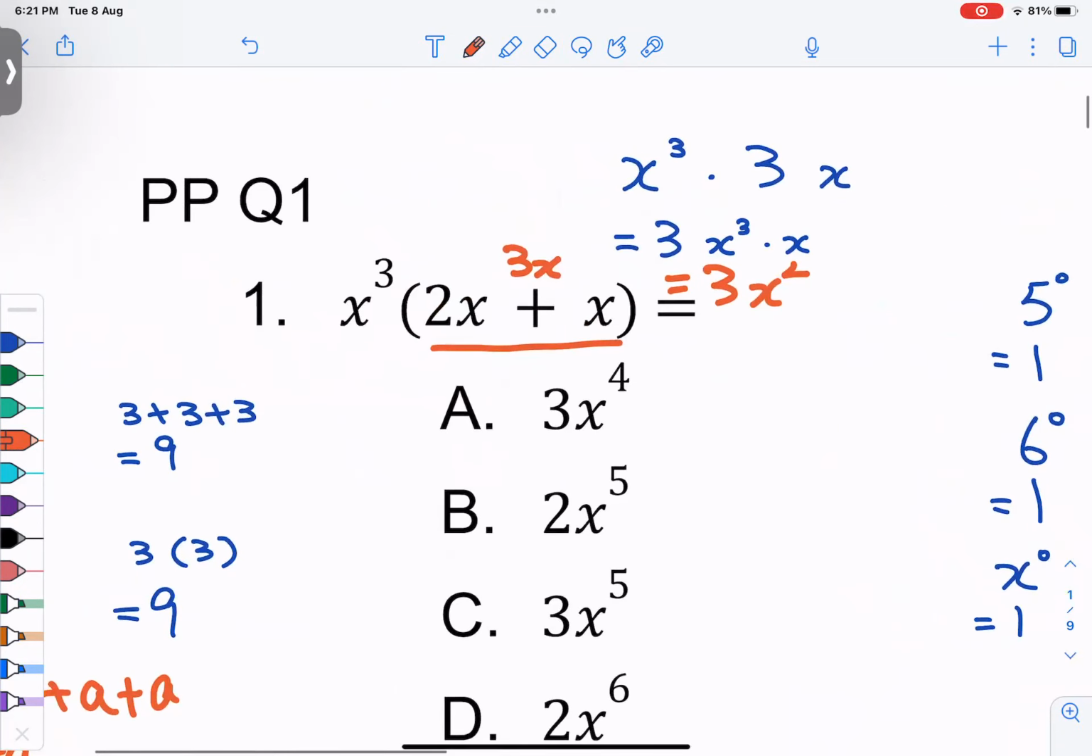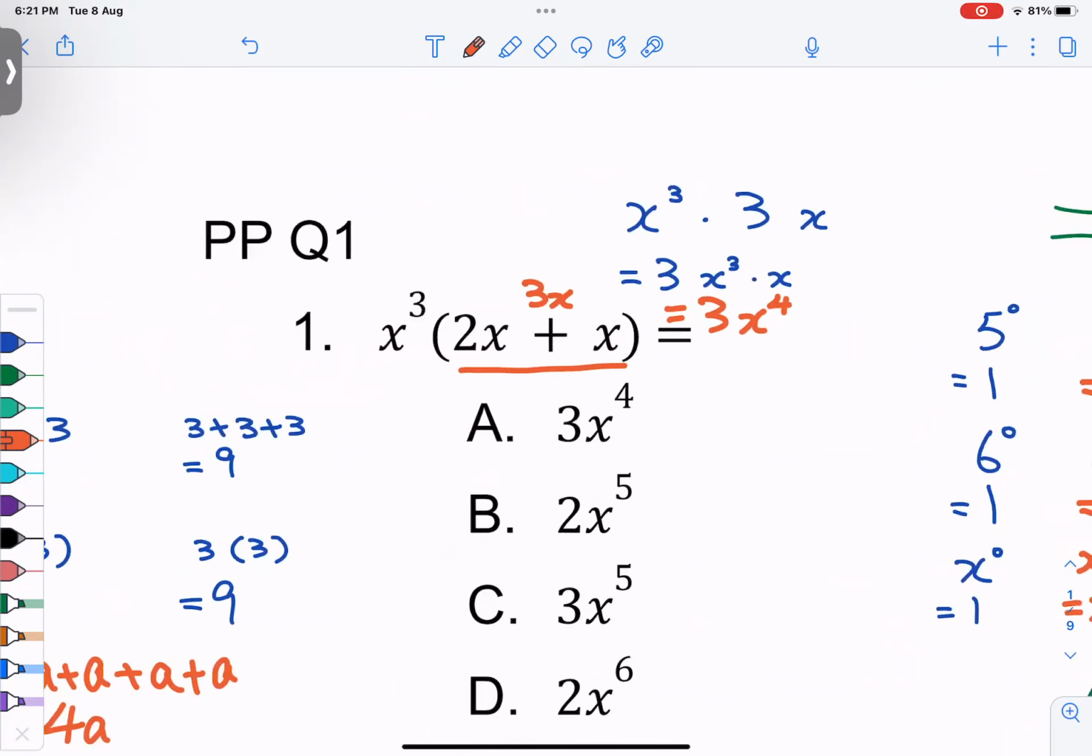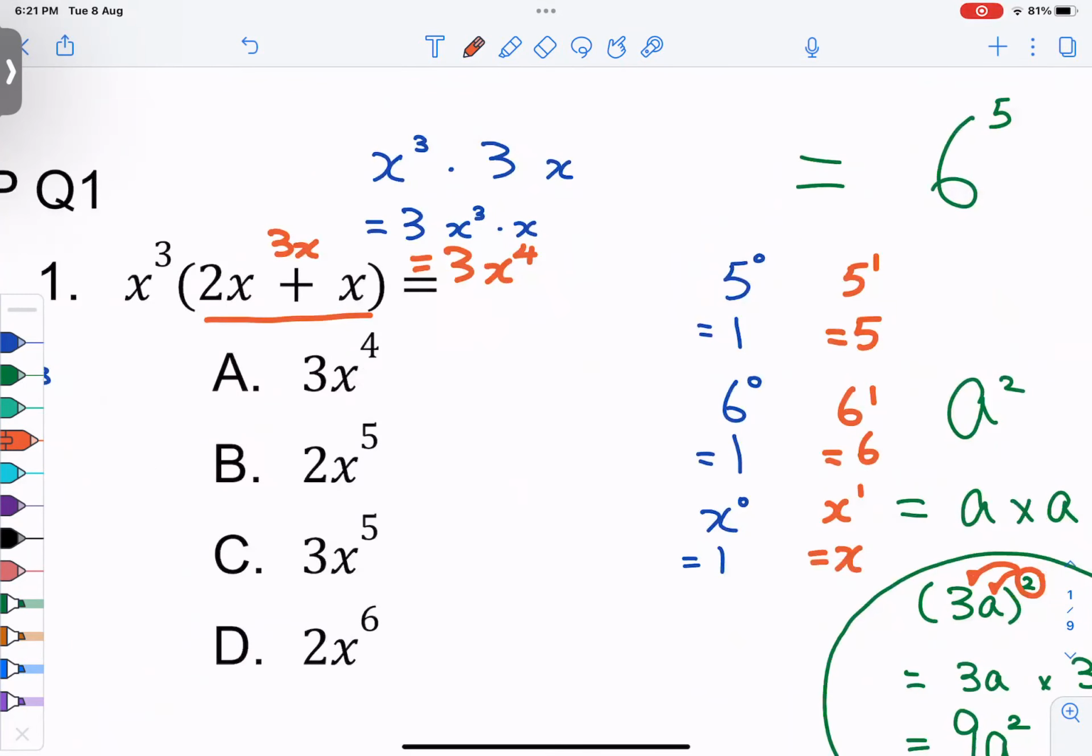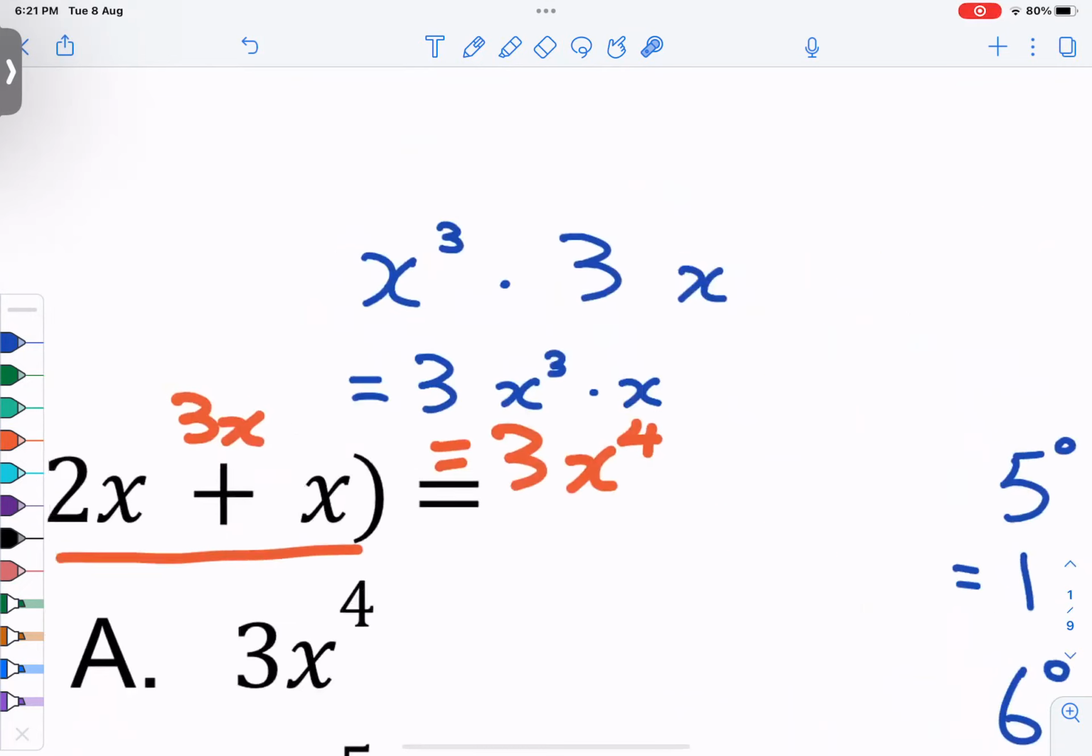Can I ask a question? Yep. The 3x, how does it have a different form? This x cube here? No, the one you wrote. This one? The blue color. Yes. Why does this have a different form?